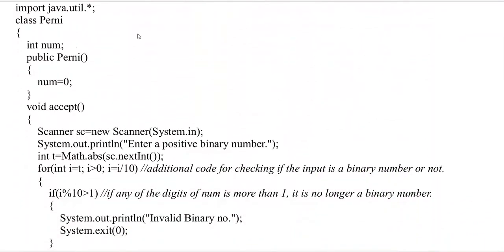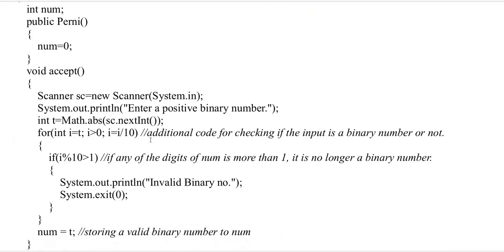Here, import statement, class, data member. Here the question asked for only one data member. So you cannot add any extra data member on your own. It said about a default constructor. I have not used any parameter as constructor, that's why. Then the accept function, it is taking the number. Here, as the question said, accept a positive binary number. I have converted it using Math.abs. If in case the user entered a negative number, it will automatically convert to a positive number.